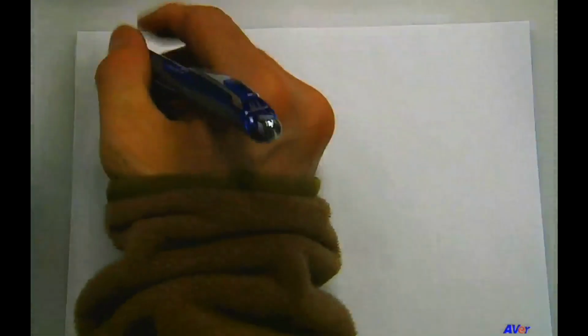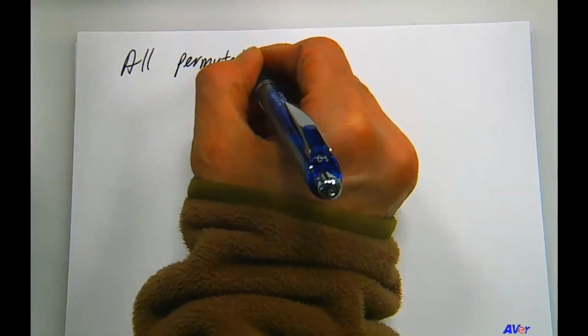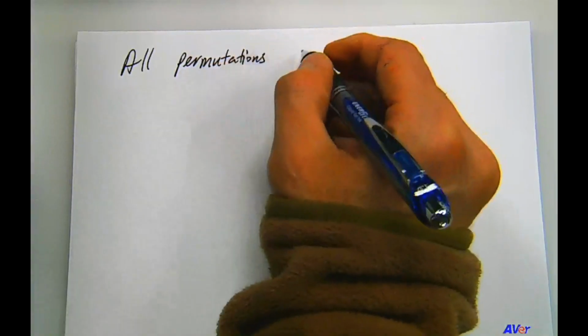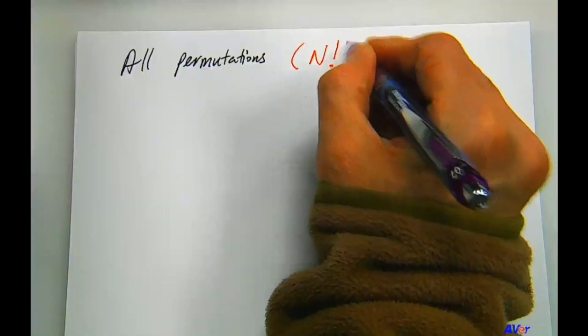So with permutation events, it's important to know what all permutations is. So all permutations, or let me show it with the symbol capital N factorial.